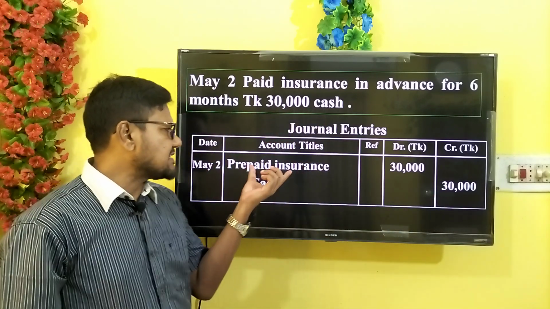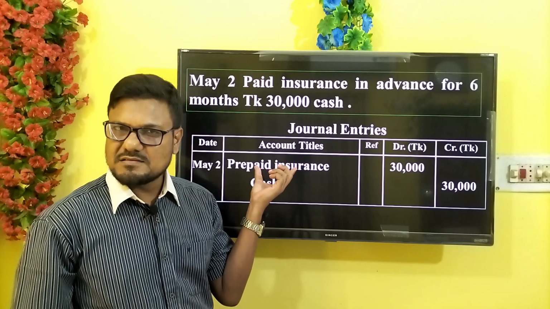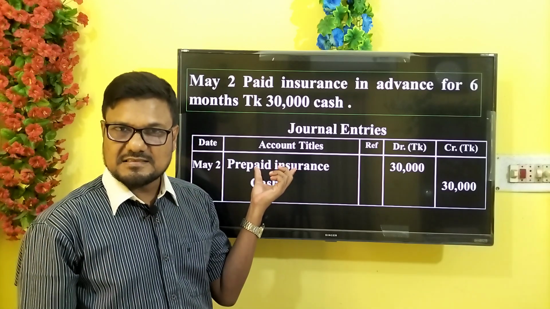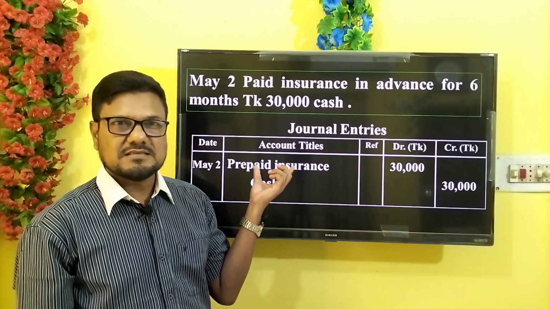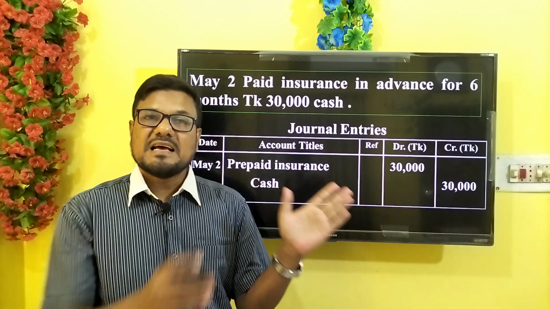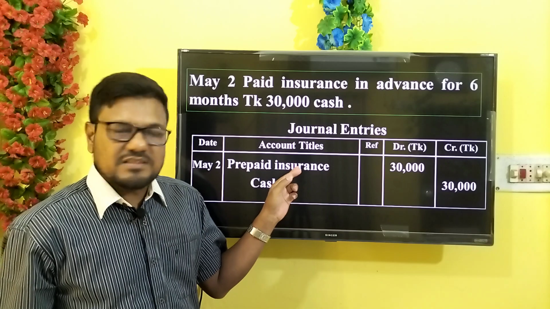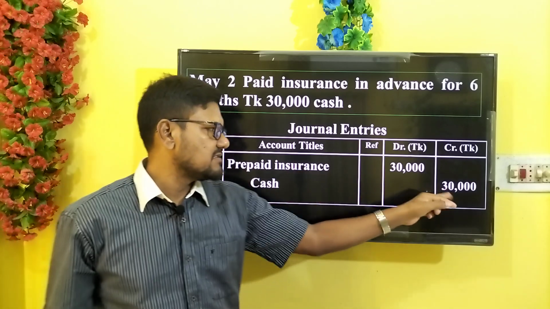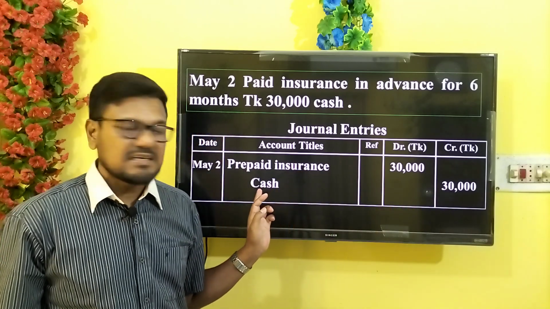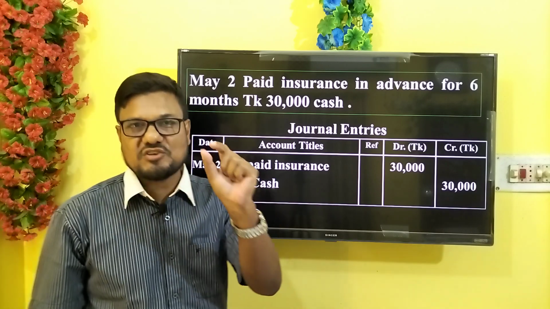Here is the asset increase, which is prepaid expenses, and cash credit, that means asset decrease. Assets increase, on the other hand assets decrease. Cash is an asset and prepaid insurance is also an asset.